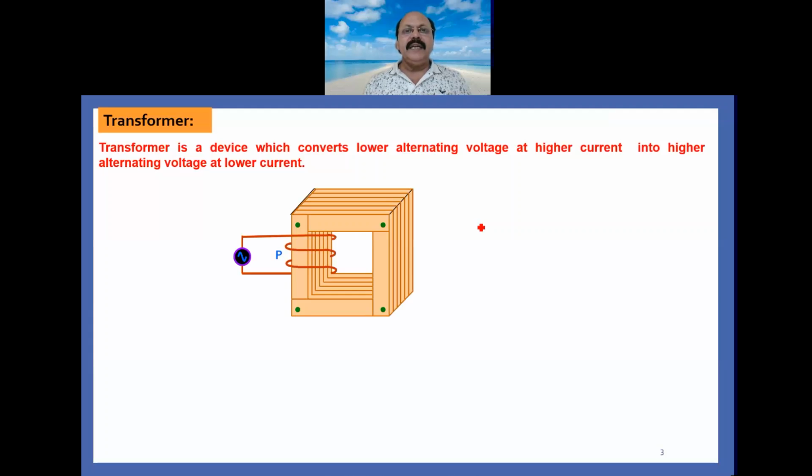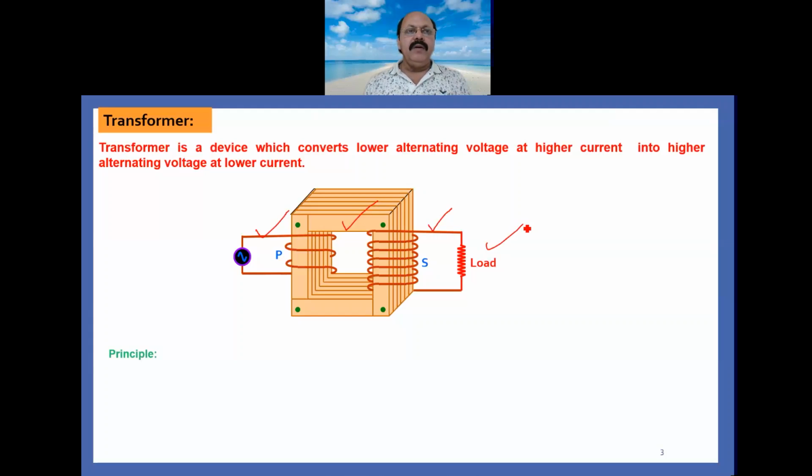Now you can see the diagram of the transformer. In it, this is the primary coil and this one is the secondary coil, and they are wound over an iron core on separate limbs. So basically a transformer consists of two coils, one called the primary coil and the other the secondary coil. Generally, the input is connected to the primary coil and the output is taken across the secondary coil. That's why a load resistance is connected here.